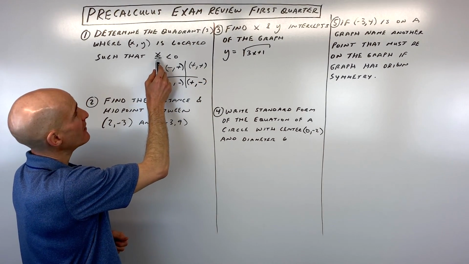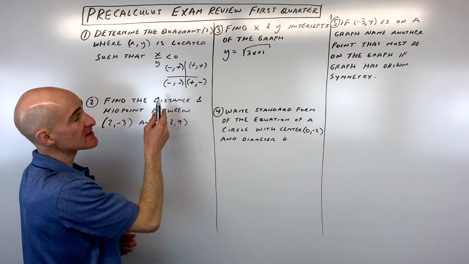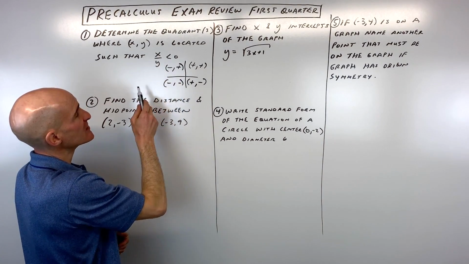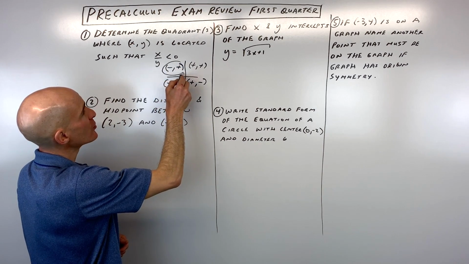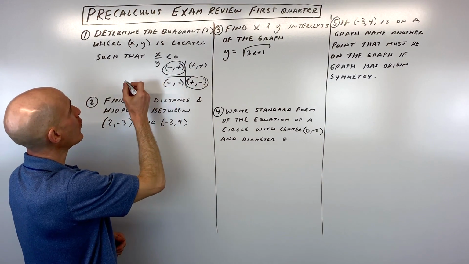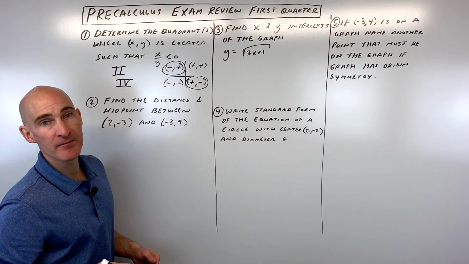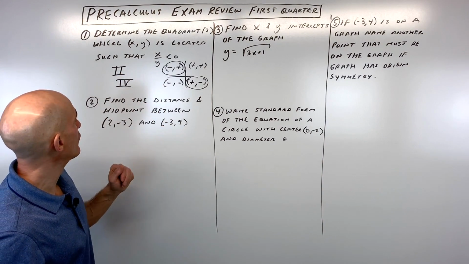But notice when you divide the x and y, in order to get a number less than 0, meaning negative, one of the values has to be positive, one of the values has to be negative. So that's only going to occur here in the second and fourth quadrant. I'll just write that using Roman numerals 2 and 4. Okay, so definitely something to memorize there.